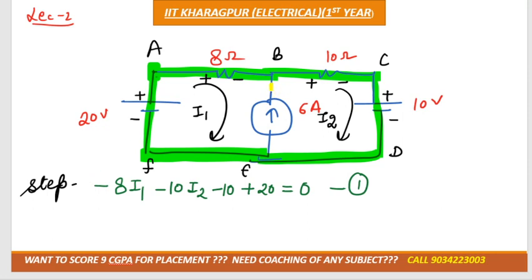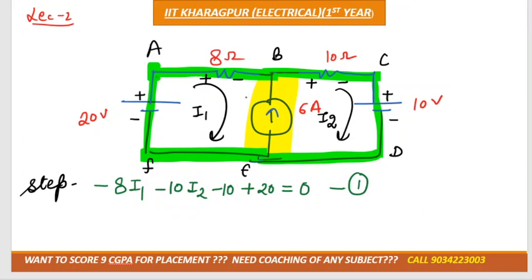Now the next equation we need to make from the current source. As you can see, the current source is in the middle wall, and in the middle wall there is a flow of double current. We have to see basically which current is in the same direction and which current is in the opposite direction. If current is in the same direction, then the sign would be positive. If current is in the opposite direction, then the sign would be negative.